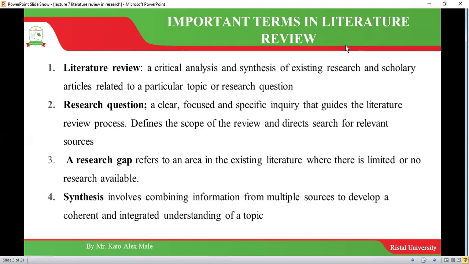To begin with, the terms that are important in a literature review. A literature review is a critical analysis and synthesis of existing data and scholarly articles related to a particular topic or research question. If you remember very well, in our lectures, we began with the introductory part. We continue to look at the research design and other aspects of research, including sampling. And the literature review is also an aspect of research, and it is very important. And like we have said in the definition, it is the critical analysis and synthesis of existing research.